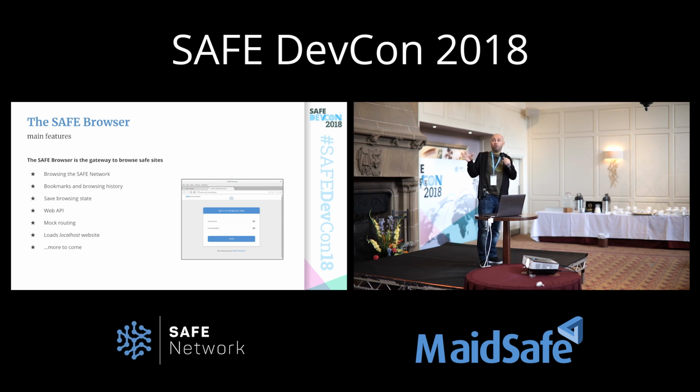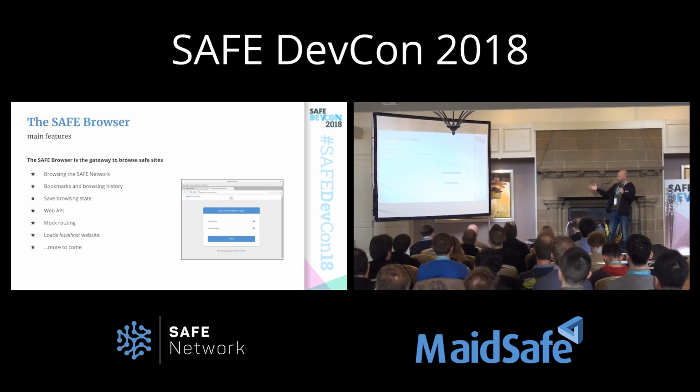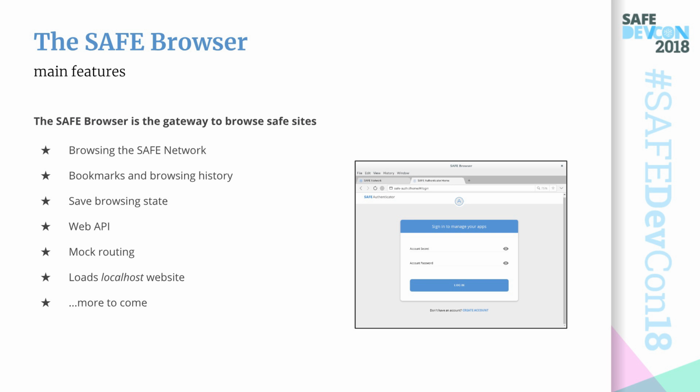Then, as we know, the browser is the way to access all the safe sites or websites on the Safe Network, and it provides not just that capability, but also you can store bookmarks and your browsing history in your own account securely on the network, rather than storing locally as all the browsers do at the moment, right? And then one of the main features the browser has is the web API.